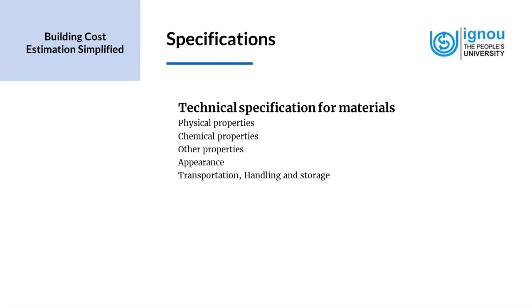The transportation, handling and storage. Many of the materials require very careful transportation, handling and storage. For example, glass and cement have to be handled very carefully while transporting and storing. For example, with cement, we have to specify how they are to be packed in bags and specify the kind of bags that we use for packing cement. Then we also have to make descriptions about how we stack and store cement.